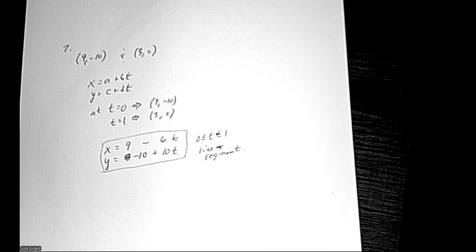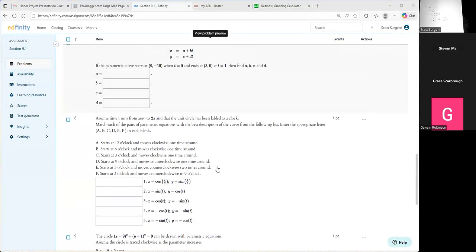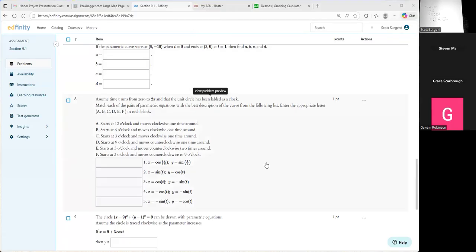Let's go back to the, this is an interesting one. 8. Assume time t runs from 0 to 2 pi and that the unit circle has been labeled as a clock. Match each of the pairs of parametric equations with the best description of the curve from the following list, enter the appropriate letter. So we want to go from 12 o'clock and move clockwise one time around.